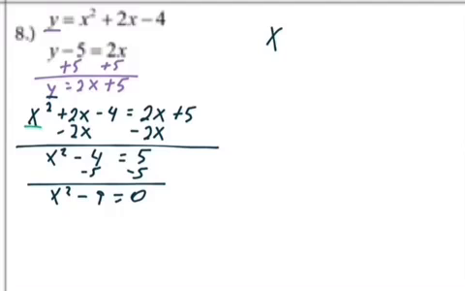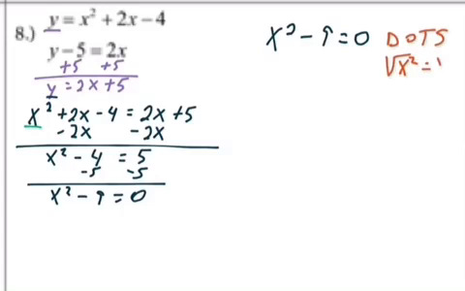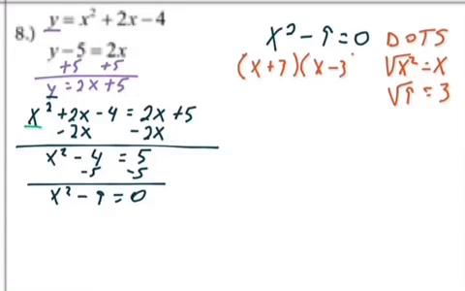To factor x squared minus 9 equals 0, we would be using dots because it is a difference of two squares. The square root of x squared is x. The square root of 9 is 3, giving me x plus 3, x minus 3 equals 0.